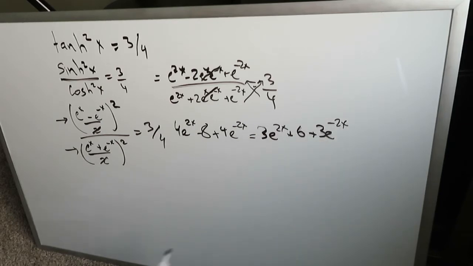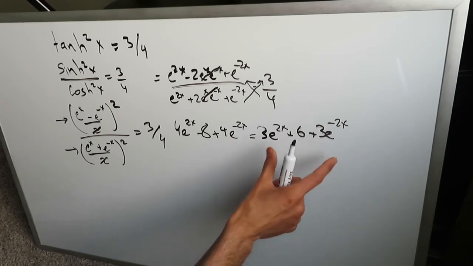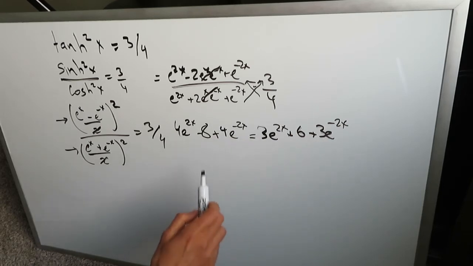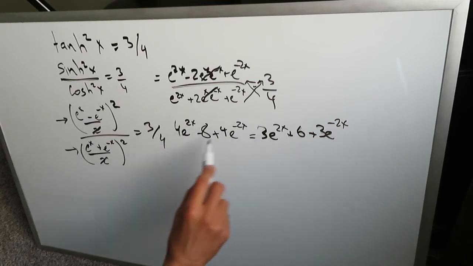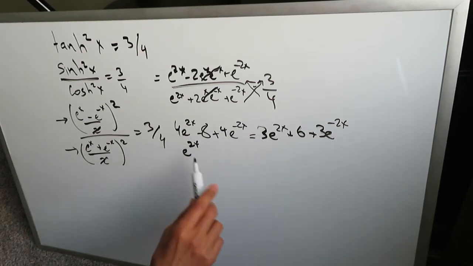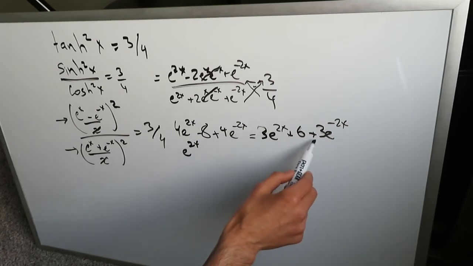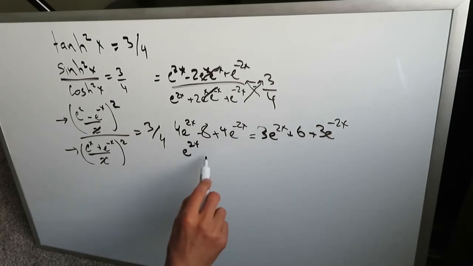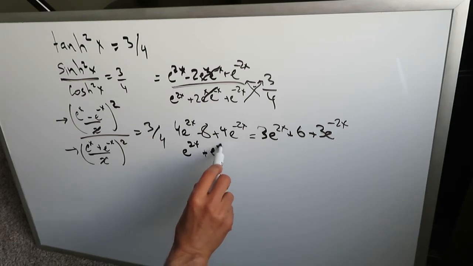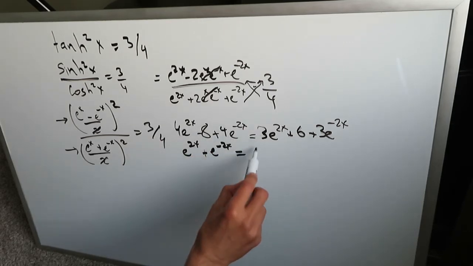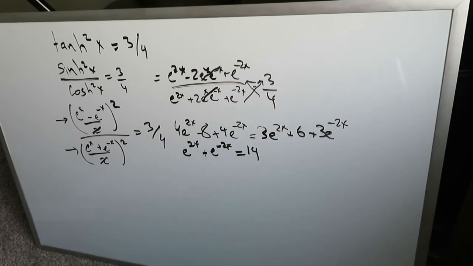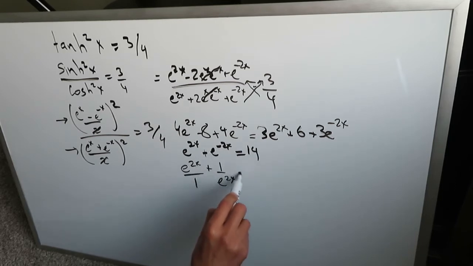Let's get all these exponential aspects to one side and get the numbers, the constants, onto the other side. This 4e to the 2x minus 3e to the 2x will just give me a plain e to the 2x. This 4e to the minus 2x will get affected by this. It will come out of it. You'll get plus e to the minus 2x. 8 will go on the other side to give you a positive 14. Let's make a denominator over here. e to the 2x plus 1 over e to the 2x equals 14.